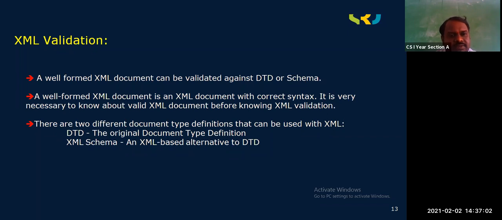Basically we have two types of validations: one is DTD and the next one is XML schema. These are the two formats which convey to the source application in which way your XML document should be created. After creating, we need to validate whether that XML is valid and follows the rules or not.